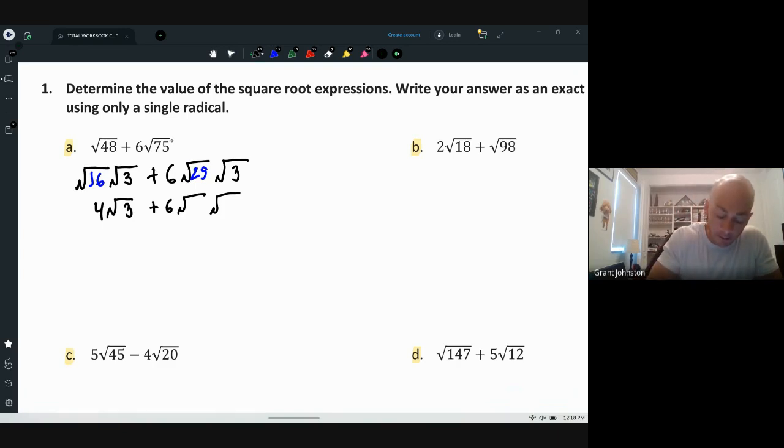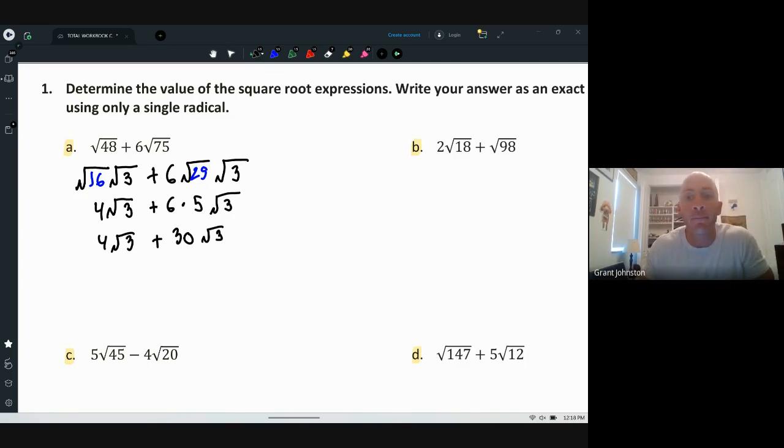25 times 3 is 75. So the square root of 25 turns into 5, and then we're left with that expression. The 6 times the 5 is going to turn into 30, so I have 30 root 3 there. This is still 4 root 3, and now we can add them together. A 4 root 3 plus a 30 root 3 would be 34 root 3, kind of like a 4x plus a 30x would be 34x.